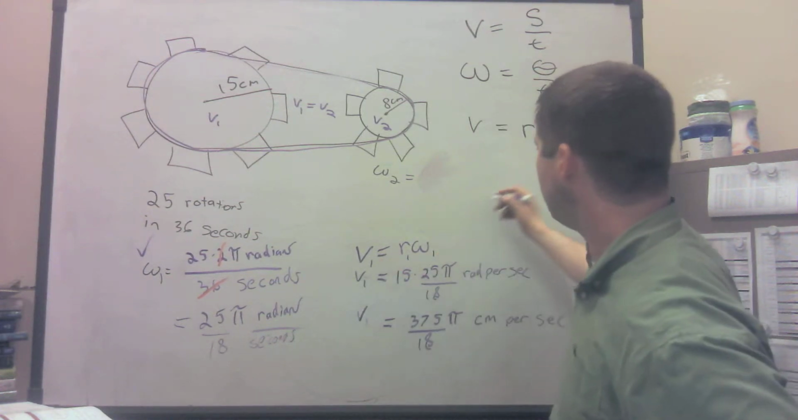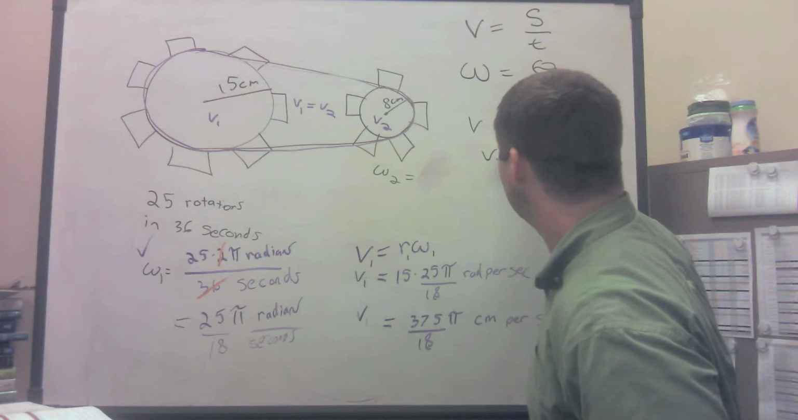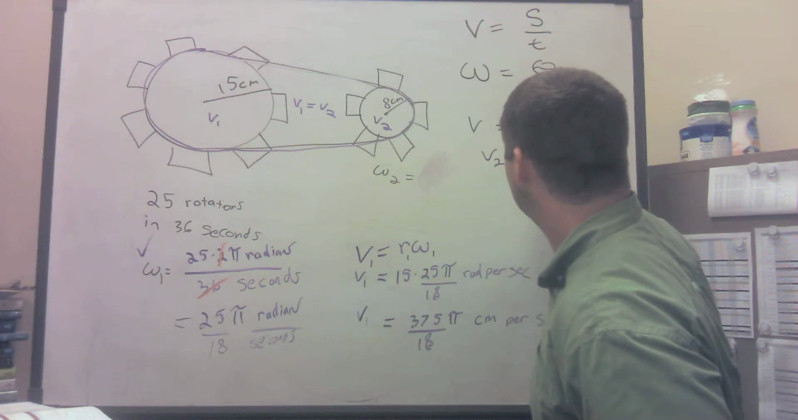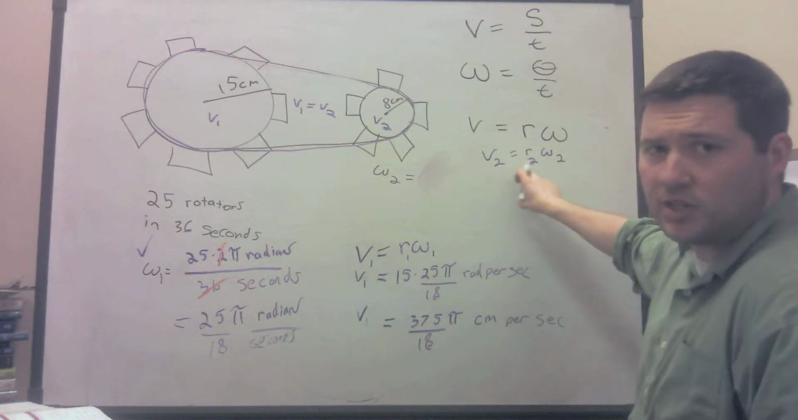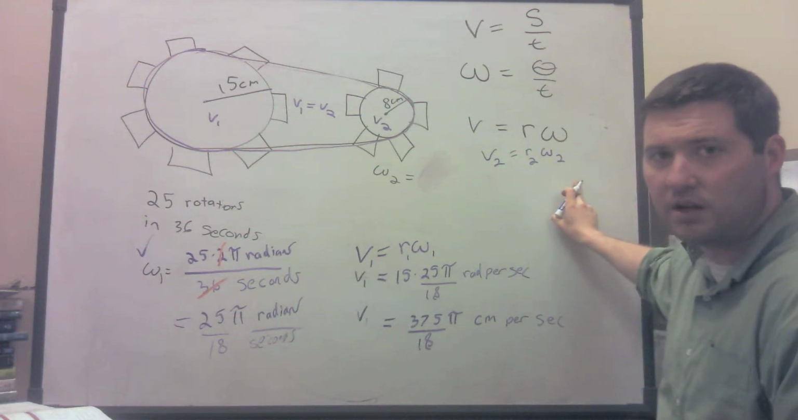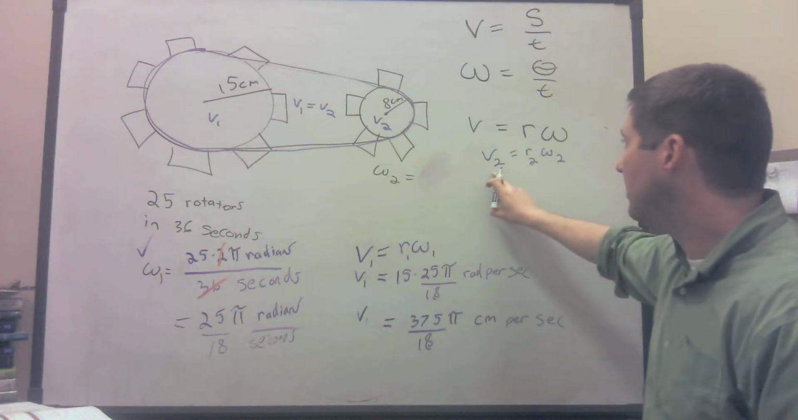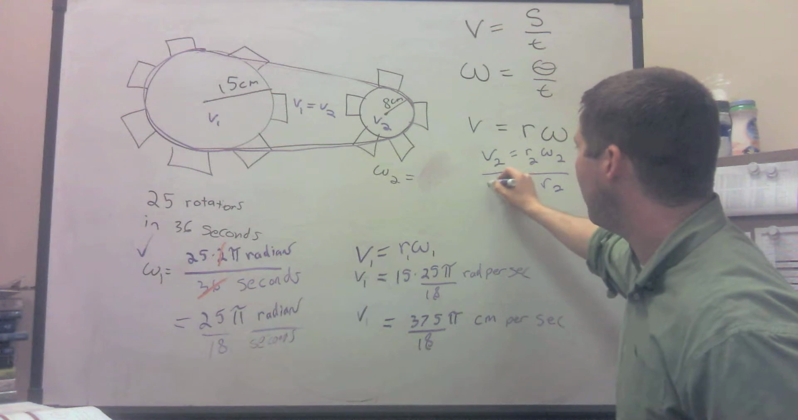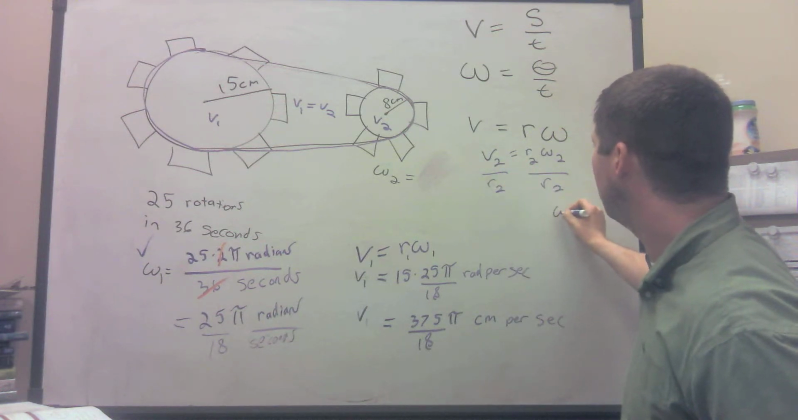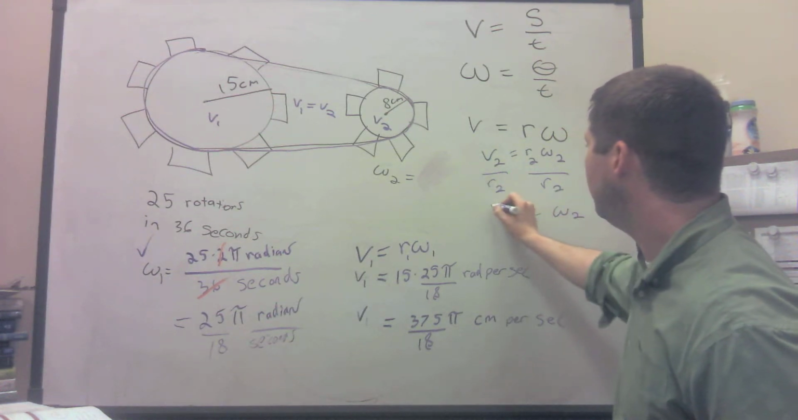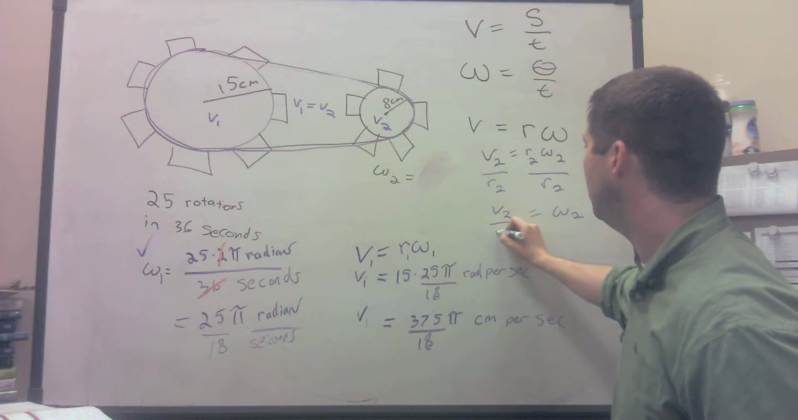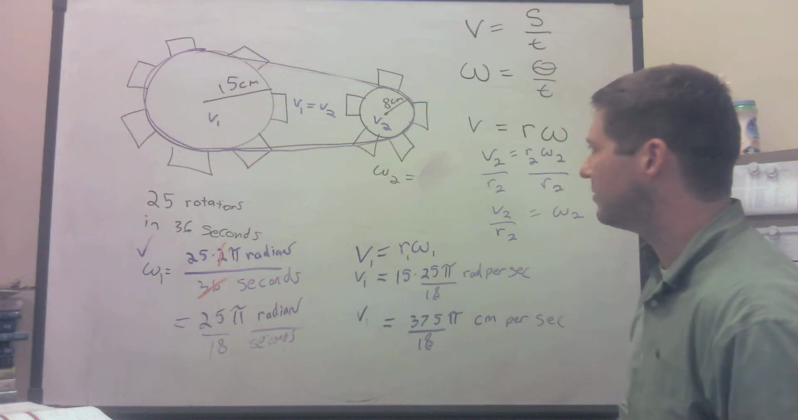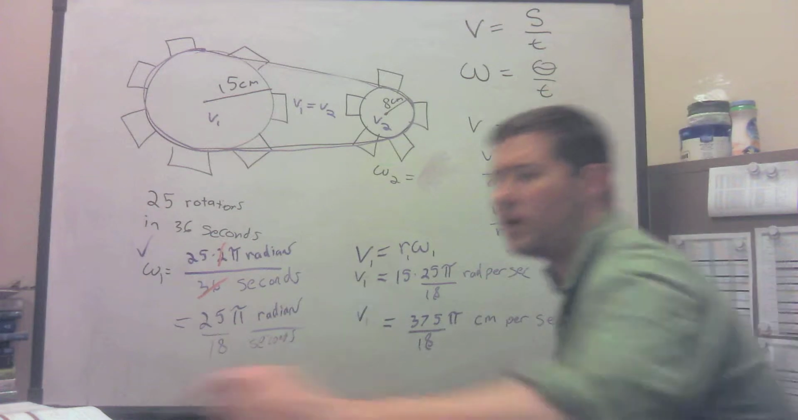I can start off with the same relationship here. V2 equals R2 times omega 2. And now I just solve this for omega 2. So I divide by R2, divide by R2, and I've got omega 2 is my V2 over R2. So that's really nice. Now I can figure out what I was asked.